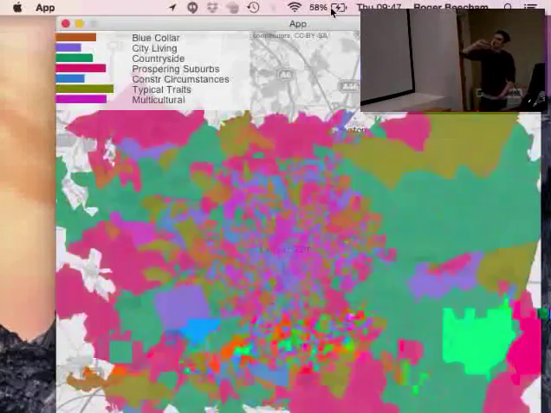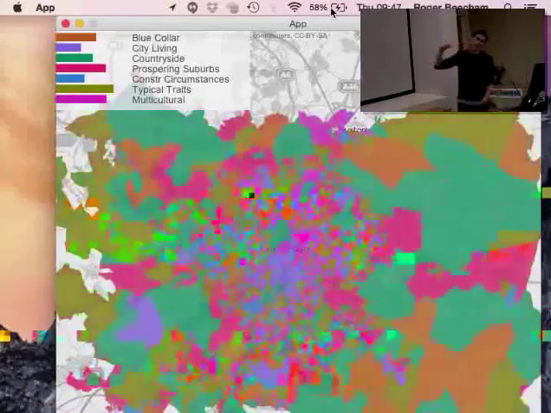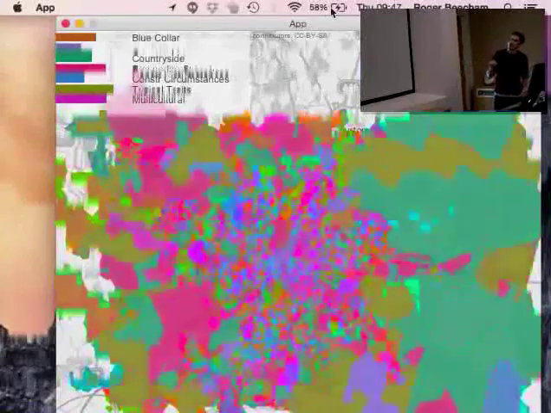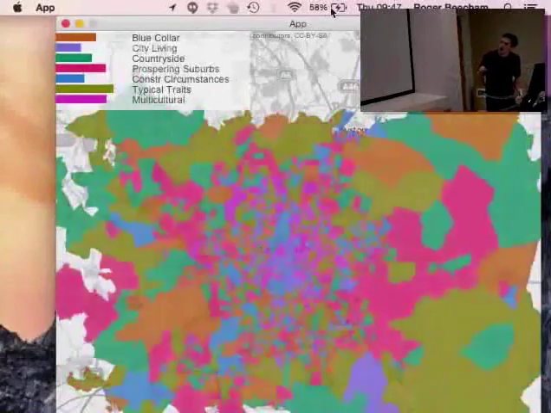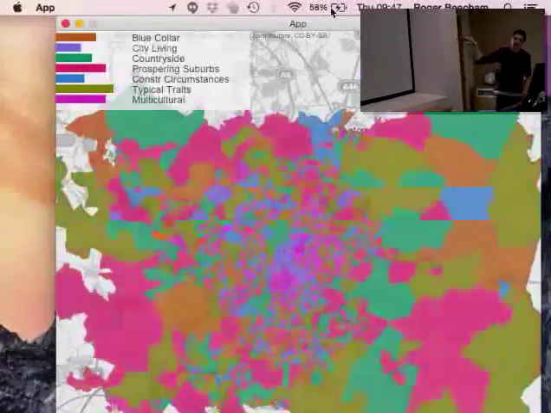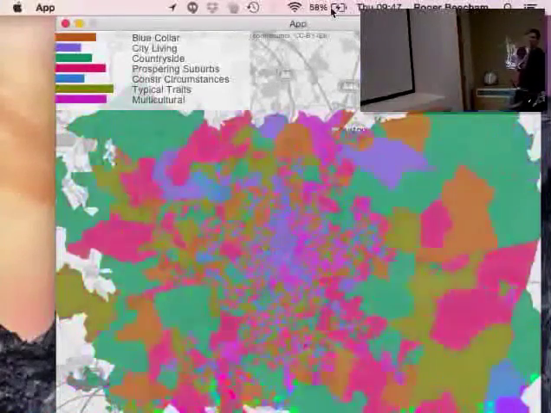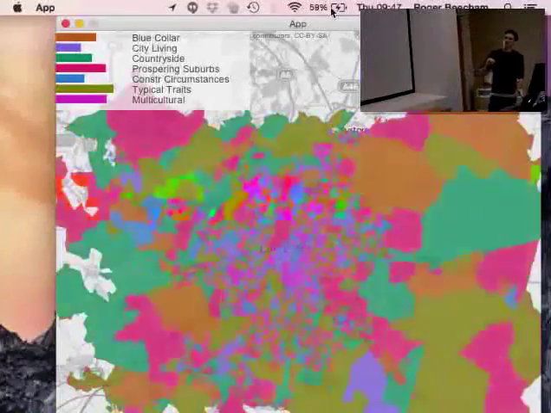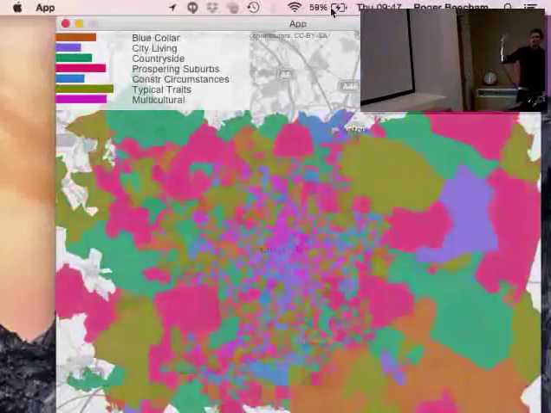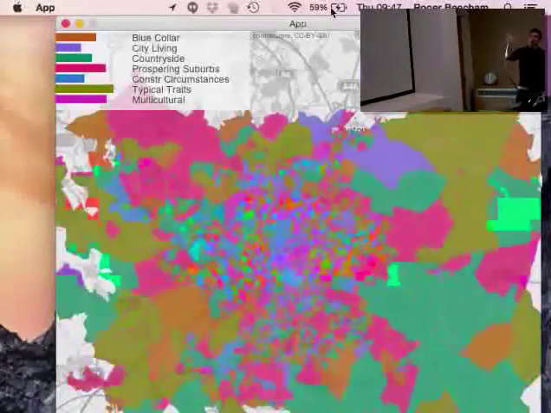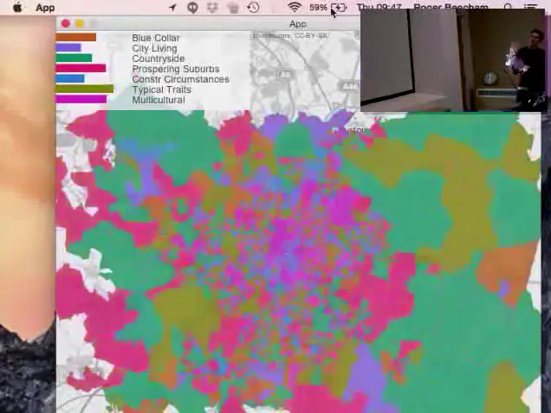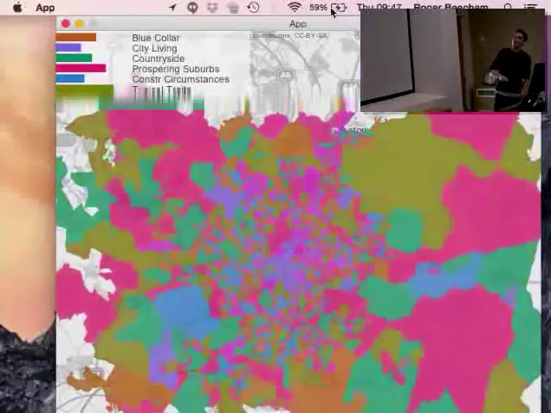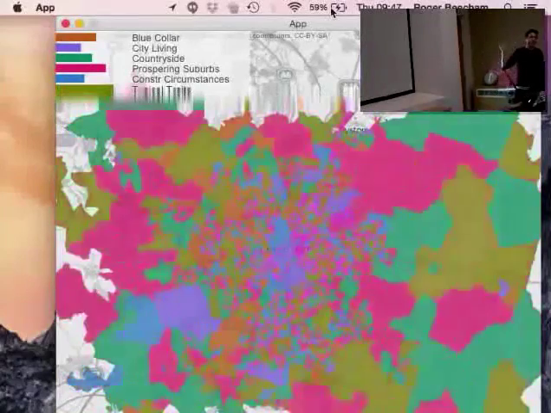So previously we thought that Leicestershire was really, really prospering suburbsy and not very constrained by circumstances. For instance, that blue bar was a lot less. But now we see that there's actually not that much differentiation in Leicestershire between these sort of groups, because the bars are roughly similar length. It's still the case that prospering suburbs is just about the biggest group, but actually typical traits is kicking on ahead here.